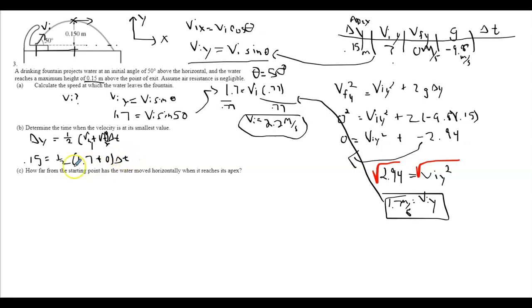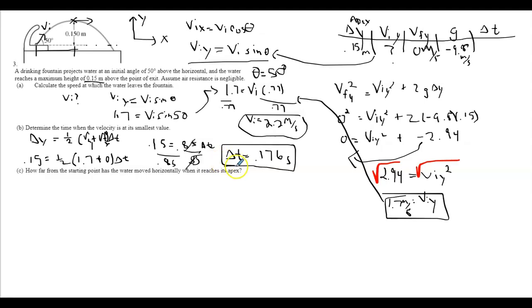So you're going to do half of 1.7, which is like 0.85, so you get 0.15 equals 0.85 delta t, and then you just divide through both sides by 0.85. I'm just taking you through the algebra steps here to get to the answer. So the final answer for part B, the time to get to the apex, or the time up, is right here, 0.176 seconds. It doesn't take very long, almost 0.2 of a second to get to that highest point. So that makes sense too.